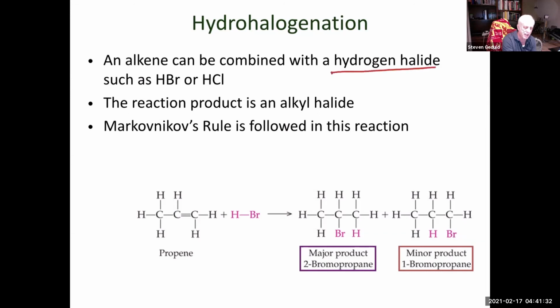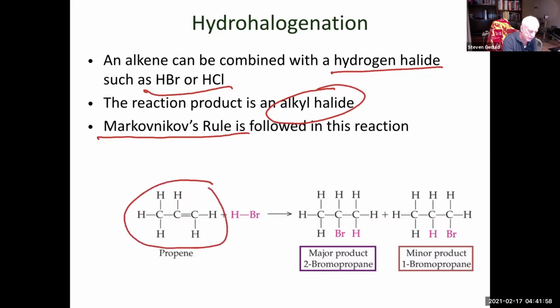So when combined with a hydrogen halide, like HBr, HCl, HF, HI, the product of the reaction is an alkyl halide. It's a carbon-hydrogen compound with a halogen. Markovnikov's rule is the same thing. Markovnikov says hydrogen likes hydrogen. So here's our propene. This is the double bond we're going to attack. This carbon has 2 hydrogens attached to it. This carbon has 1 hydrogen attached to it. So the major product is the one where the hydrogen attaches to the carbon with the most hydrogens.